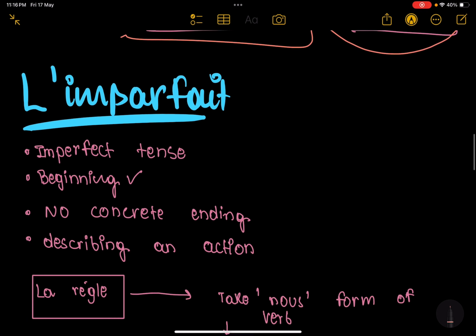Then the next tense that we are having is the imparfait. It is called imperfect tense. Why? Because this tense has a concrete beginning but no concrete ending.